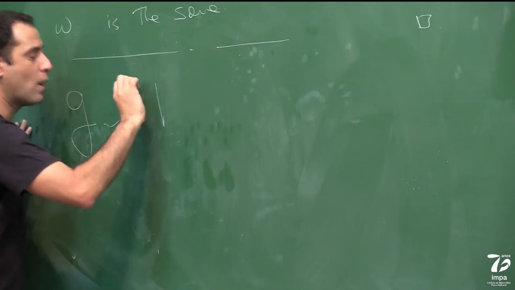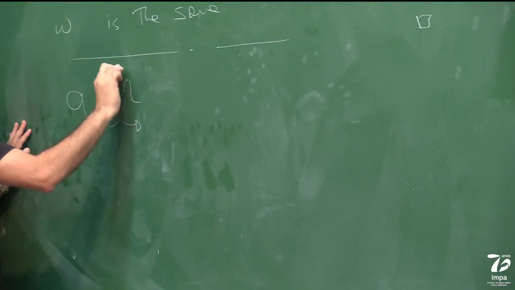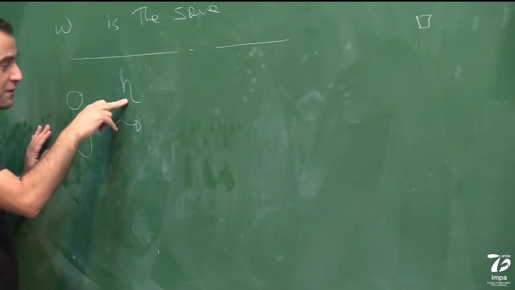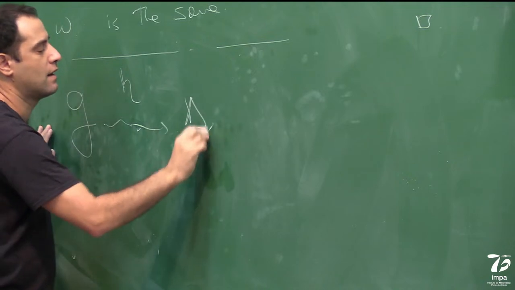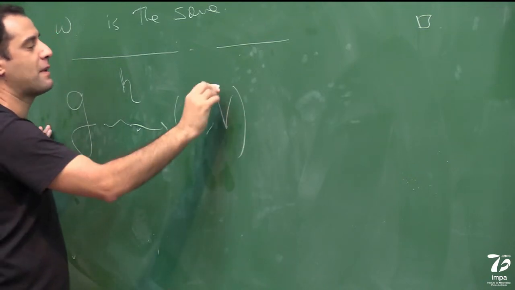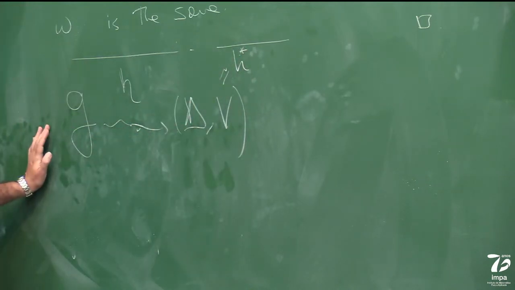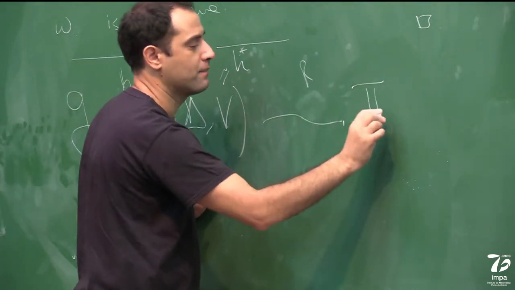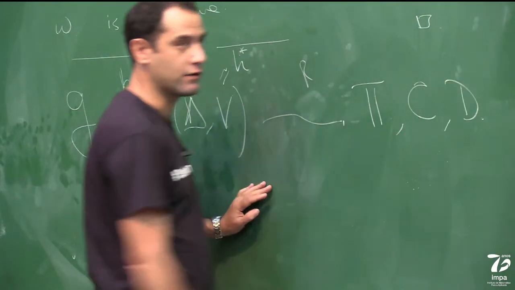We made one choice, which is the choice of Cartan subalgebra. This is a choice. There could be many Cartan subalgebras. Once we've chosen this thing, it gave us delta and v. In particular, this space v is isomorphic to h. It's h dual, but it's isomorphic to h by the inner product. Then we've chosen f, and it gave us this pi, and it gave us the Cartan matrix, and it gave us the Dynkin diagram.